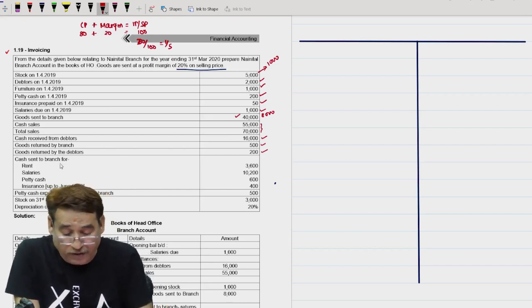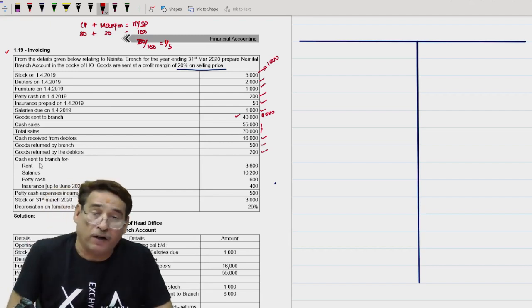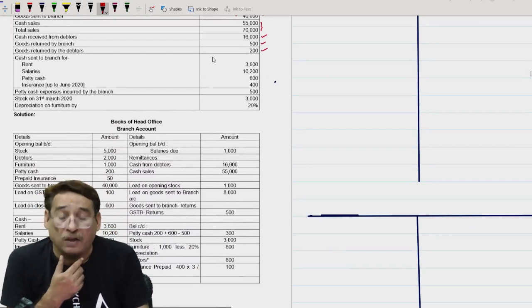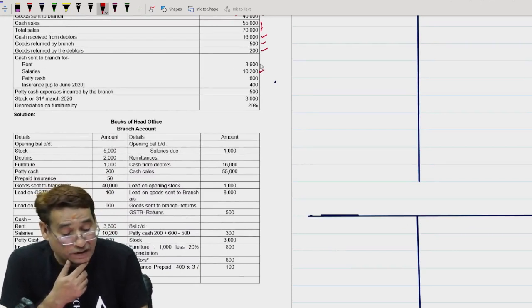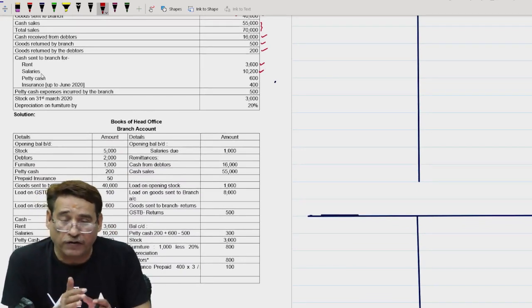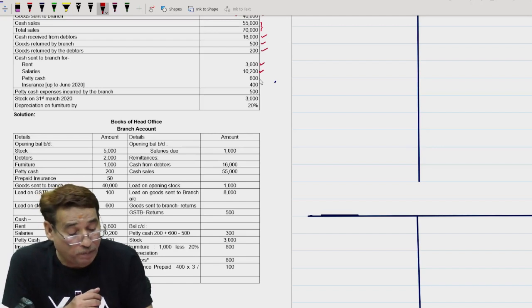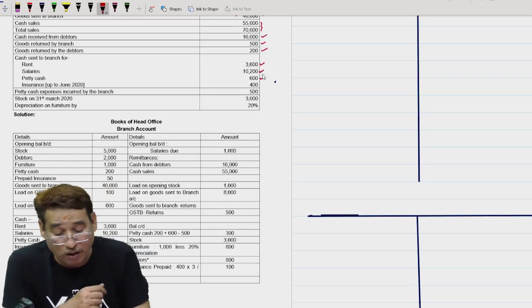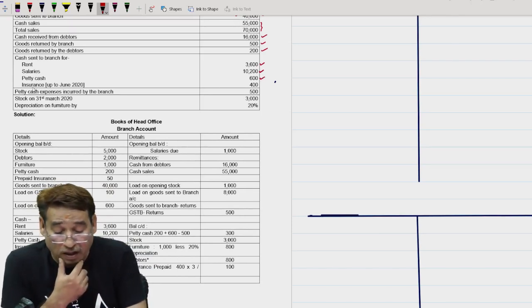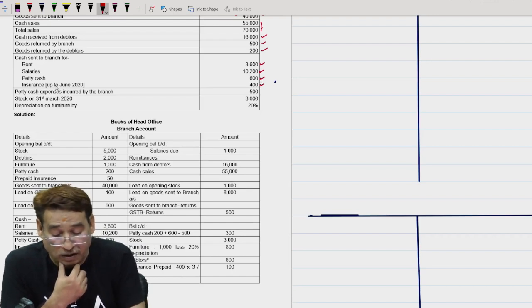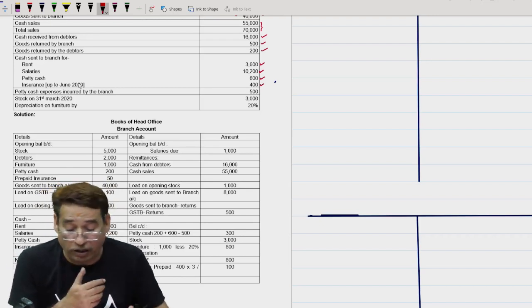This time head office has sent cash for rent. As you can see, for rent 3,600. And then we have sent cash for salaries. We will write simply to cash. And this time head office has also sent cash to meet petty expenses. So 600 worth of petty cash is further sent to the branch office, and cash sent to branch for insurance. And this time here it is written insurance up to June 2020. What would it mean? I will let you know in a short while.